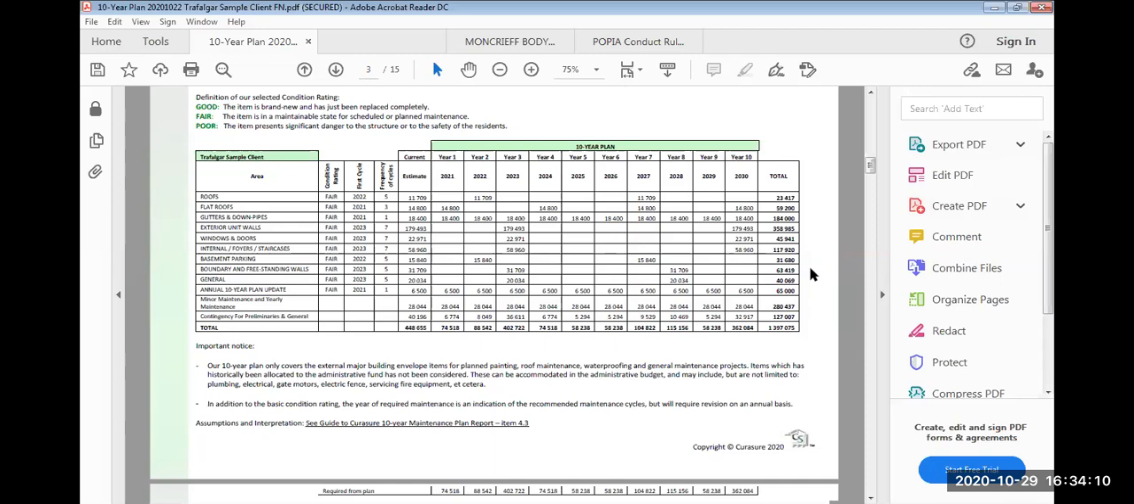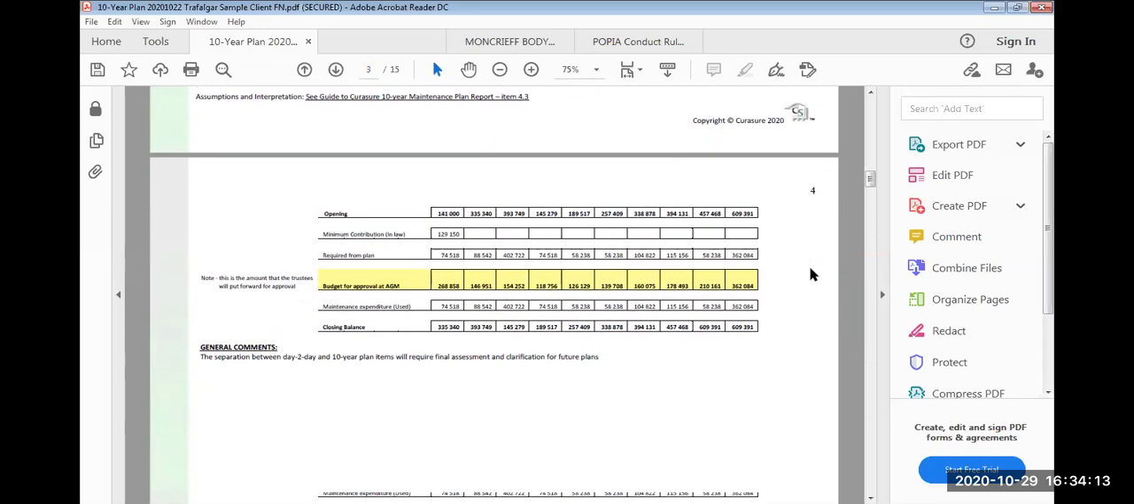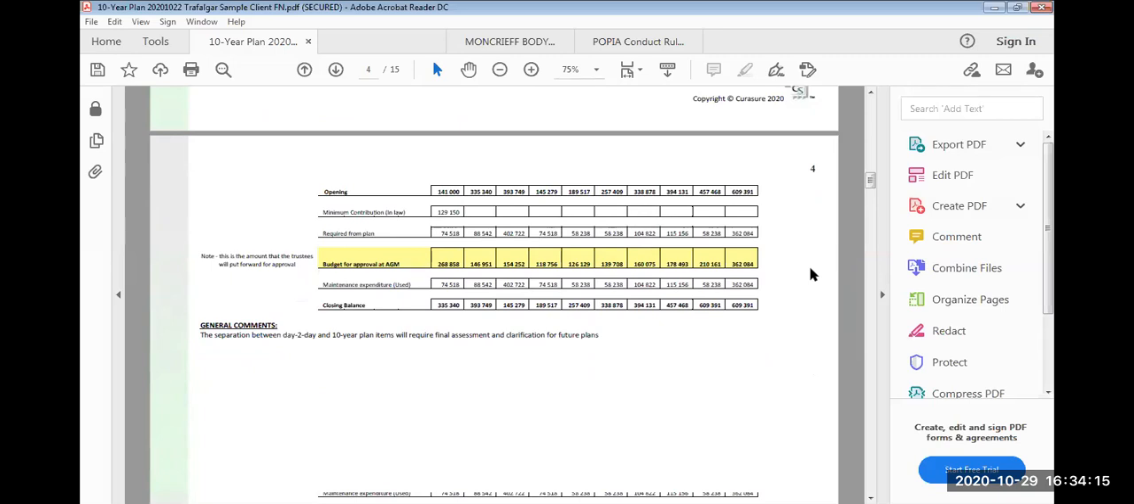On the next page, once we've got that maintenance plan projected, is our financial planning. On this page, you'll see we've got an opening balance. There's a line item for the minimum contribution. I just explained to you how the minimum contribution works. Then there's a requirement from the plan. And very important, that yellow line there is our annual contribution.